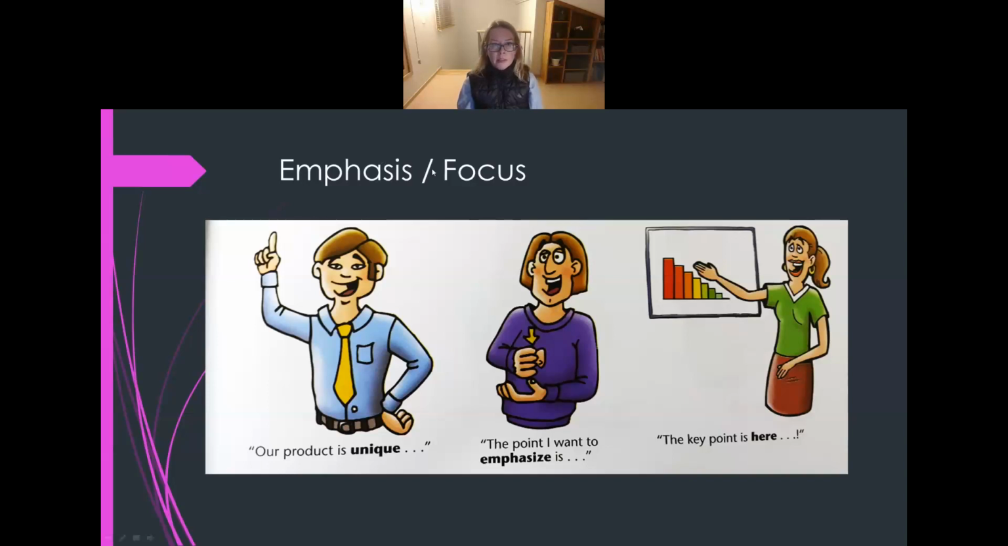Okay, next, some examples of emphasis or focus gestures. Here he's emphasizing our product is unique. Over here, this lady says, the point I want to emphasize is, and then over here, the key point is here.